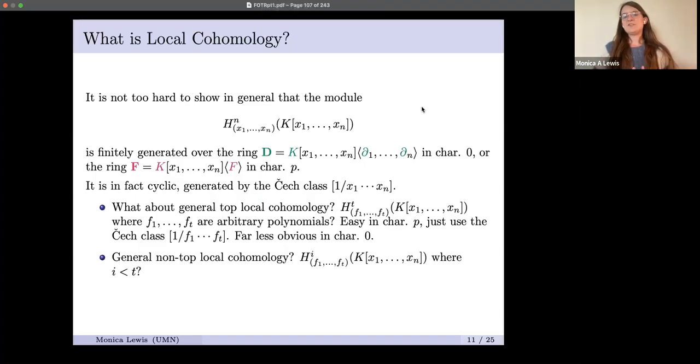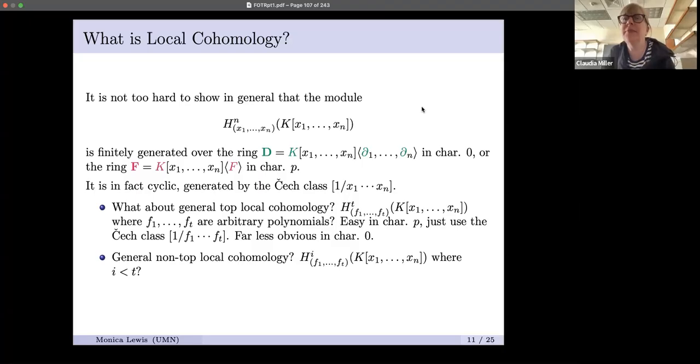But it's far less obvious what to do in characteristic 0, right? If you take 1 over the product of the f's and try to differentiate it, you're going to pick up by the quotient rule extra stuff in the numerator that's not so obvious how to get rid of if you want to form 1 over the product of the f's to a higher power.